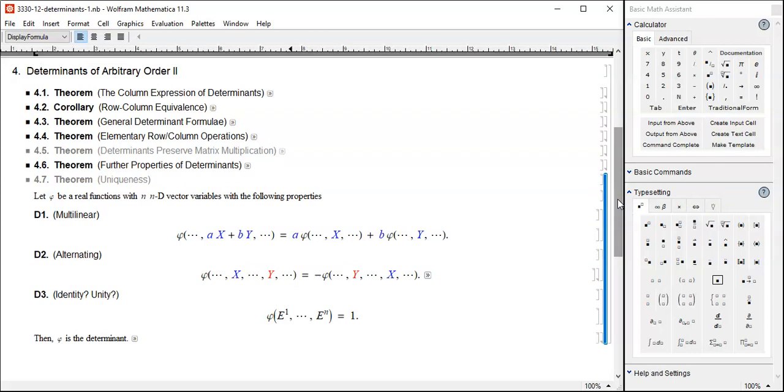Base case was n equals 2. We did it. And then we're going to apply the mathematical induction with the inductive hypothesis. When we have n minus 1 order, then it's okay. We have this uniqueness. And then we're going to prove it for n. Ready? Let's go.